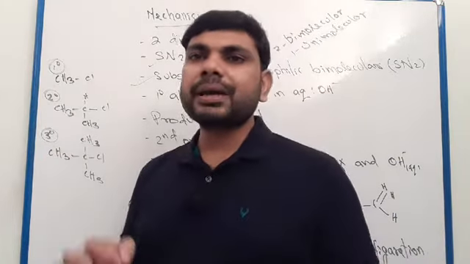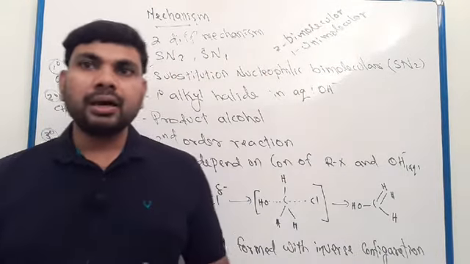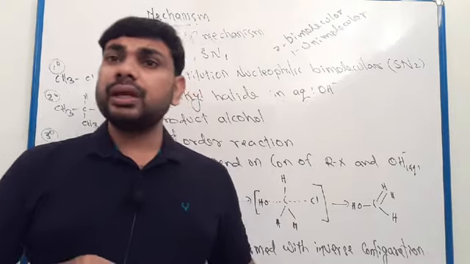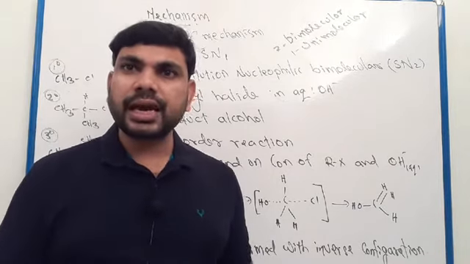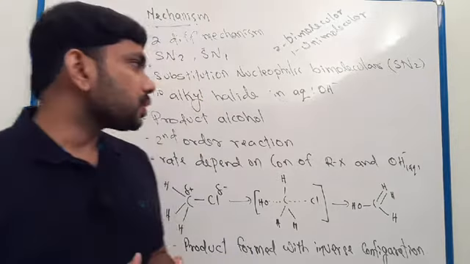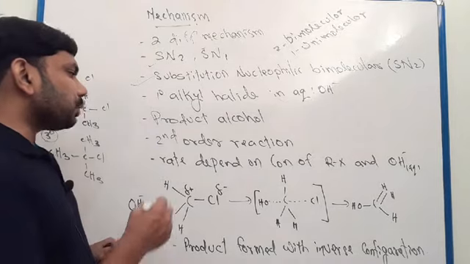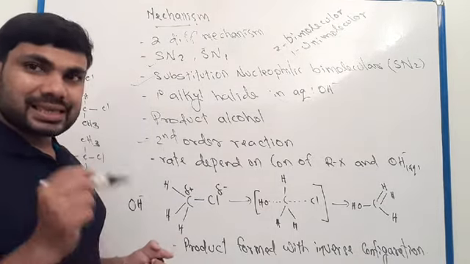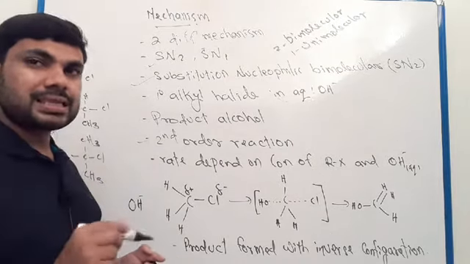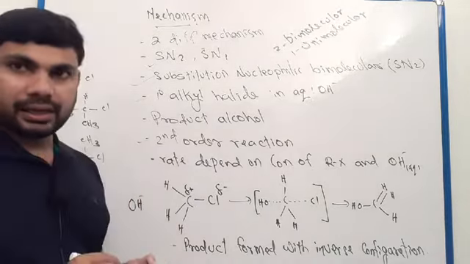So the SN2 mechanism always takes place in primary alkyl halide. Also we learned the order of reaction: first order reaction, second order reaction, third order reaction. Here you have to understand that this SN2 mechanism is a second order reaction. It takes place always in primary alkyl halide.